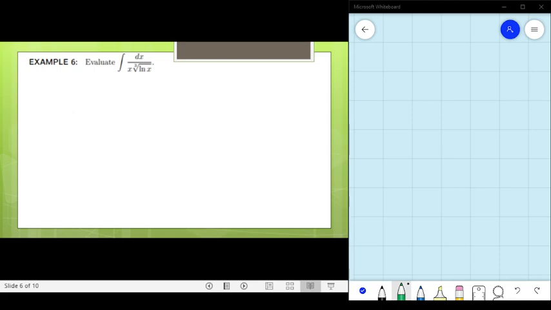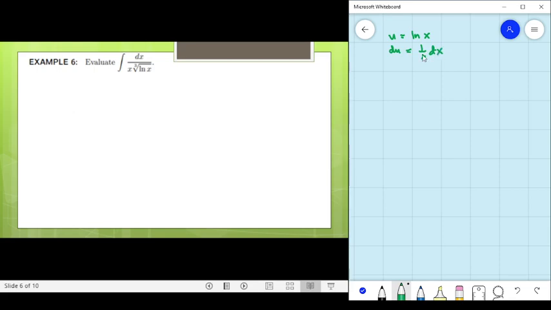If we are going to let u be ln of x, then we can say that the derivative of u is equal to 1 over x dx. So, recall our formulas. The given can be written as 1 over the cube root of ln x times 1 over x dx. Let us separate it.